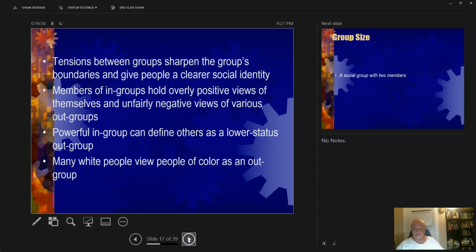Tensions between groups sharpen the group's boundaries and give people a clearer social identity. Members of in-groups hold overly positive views of themselves and unfairly negative views of out-groups, and powerful in-groups can define others as a lower status out-group. These are the mechanisms of prejudice and discrimination.